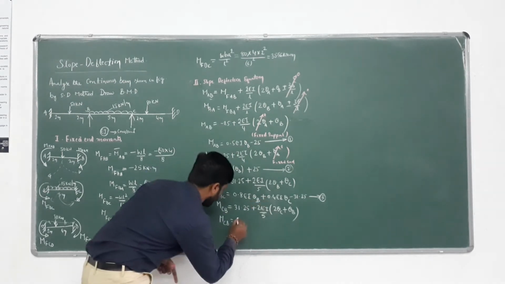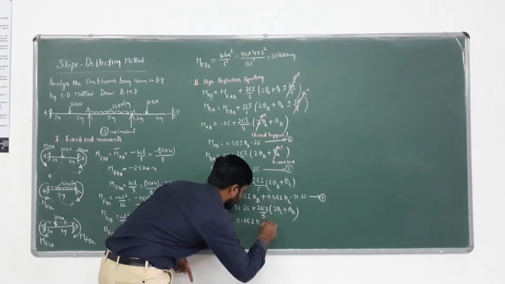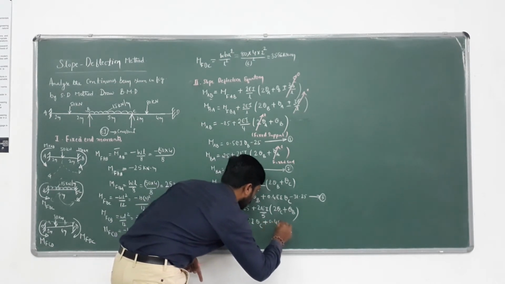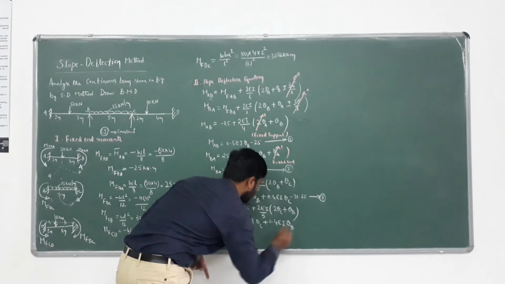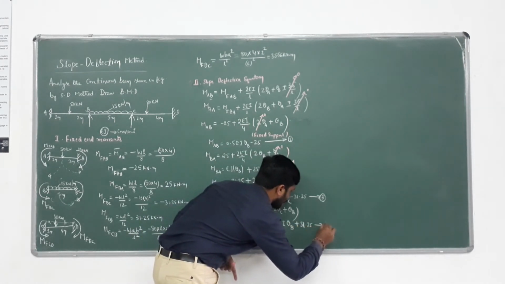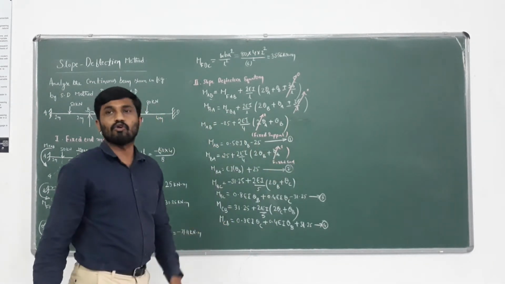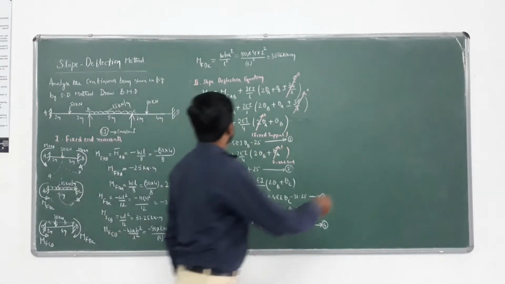4 by 5 is 0.8. So 0.8 EI theta C plus 0.4 EI theta B plus 31.25. Say equation number 4.